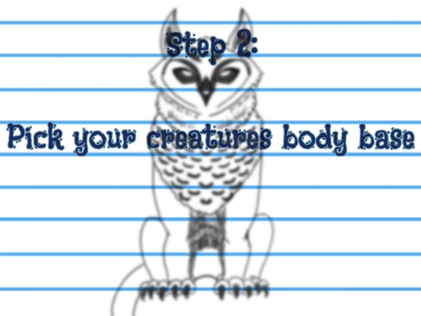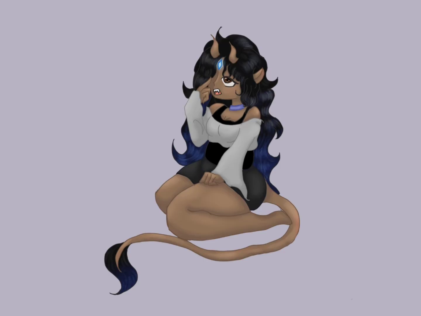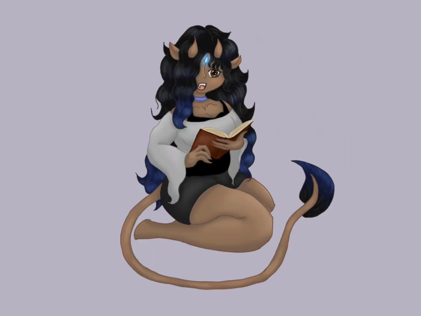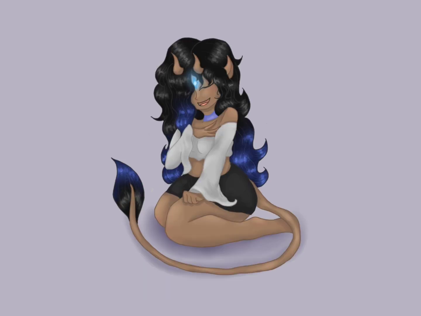Step 2. Pick your creature's body base. Okay, so you've made 5 animal poses. In this case, 10, if we're gonna just be all mathy about it. Now, choose 1 pose from your 2 animal sketches and make them into your creature's base. That sounded a little bit confusing, so let me explain.